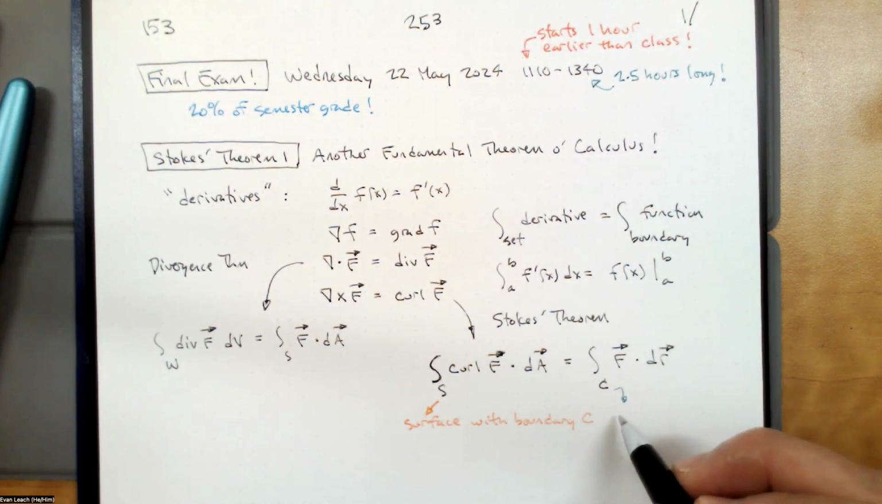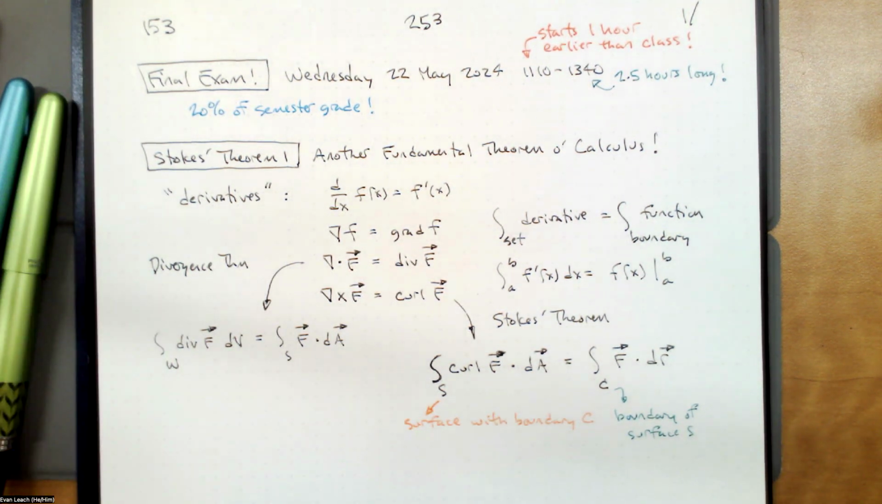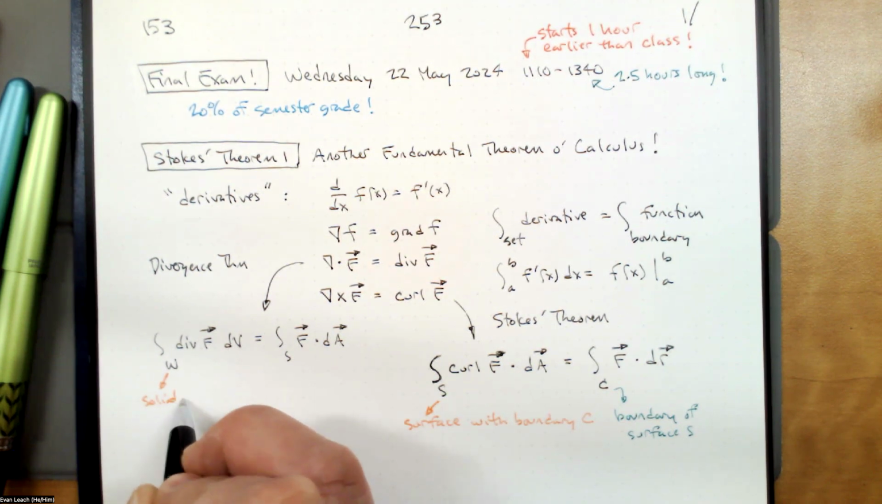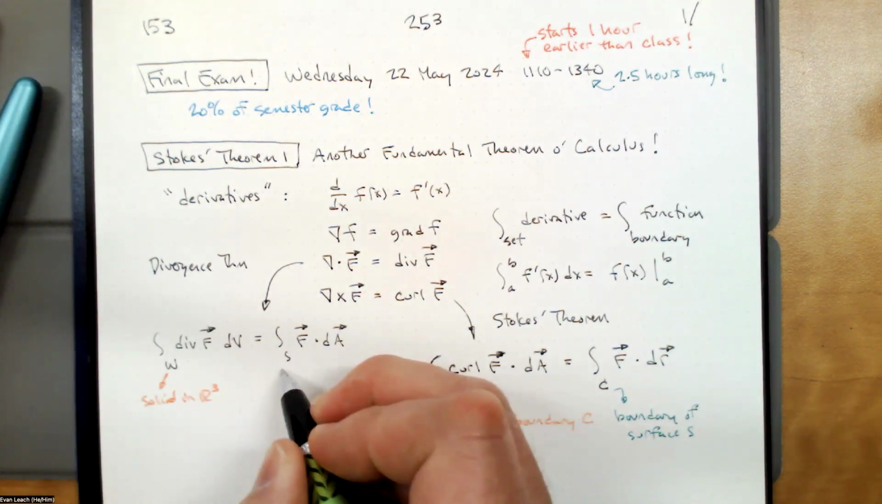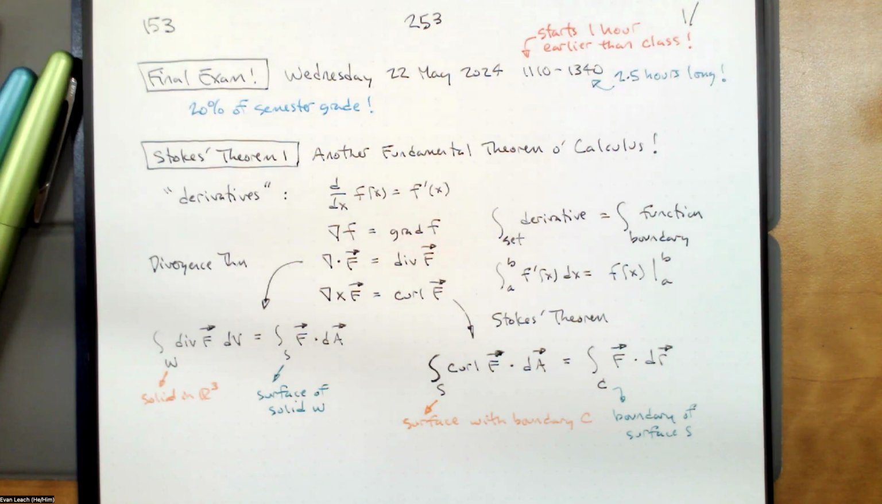C is the boundary of the surface S. So S is going to be some surface in R3, because we only have the R3 curl. So we got the surface, and it has a boundary of C. So we have to define some things. Talk about what we mean here.